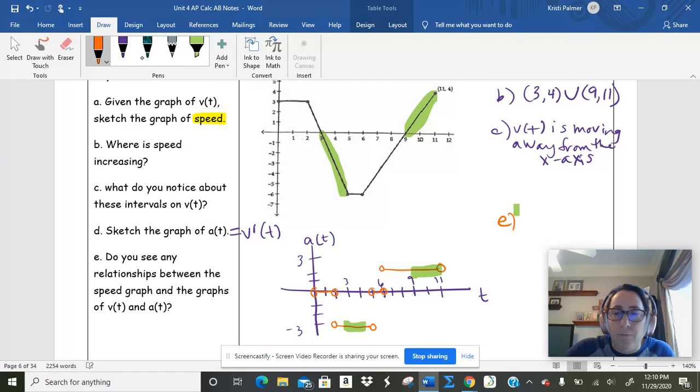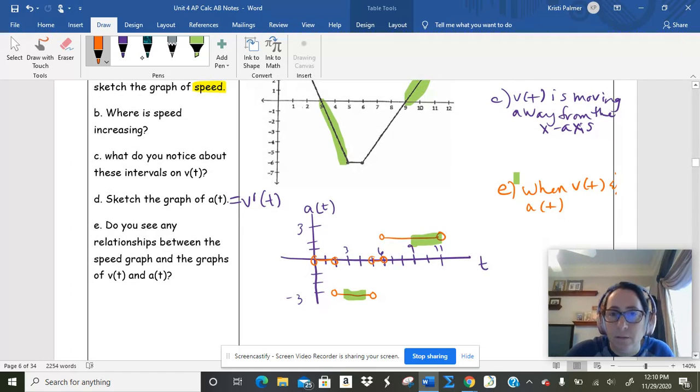So this is part E. When v of t and a of t have the same sign, then speed is increasing.